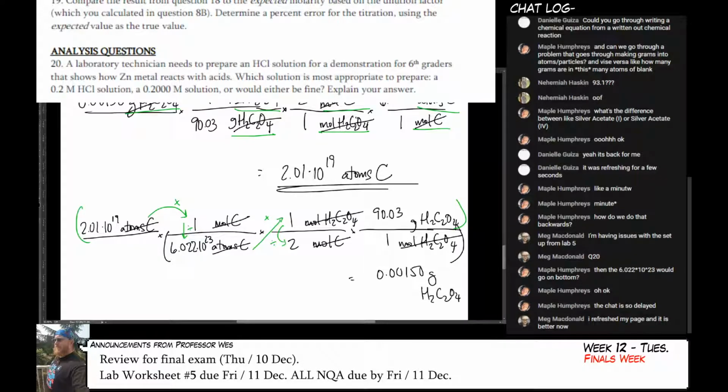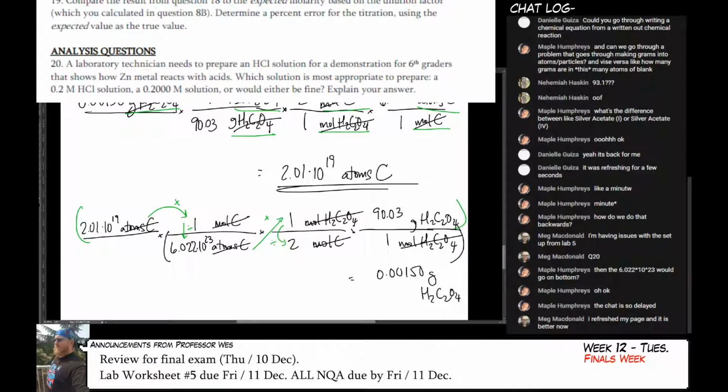All right. A lab tech needs to prepare HCl solution for a demo for 6th graders that shows how zinc reacts with acids. Which is more appropriate, 0.2 molar or 0.2000 molar? Okay. So, if you're doing a demo to show zinc reacting with acids, is there anything in that reaction that requires a high amount of precision? Are you making quantitative or qualitative observations, I should say?